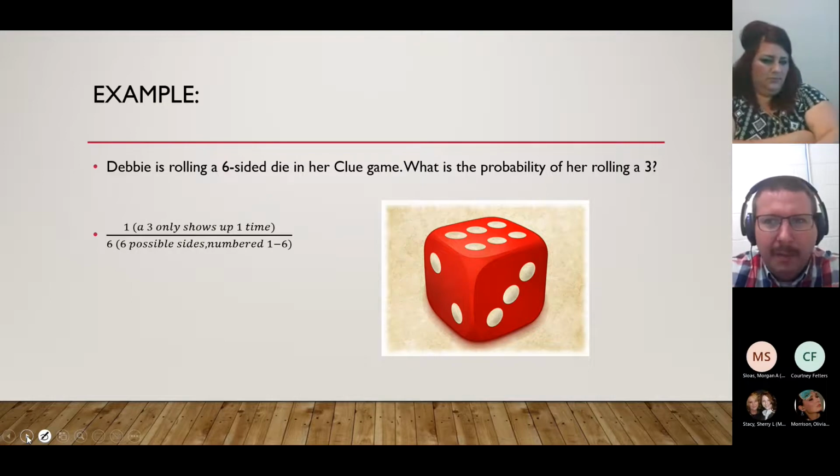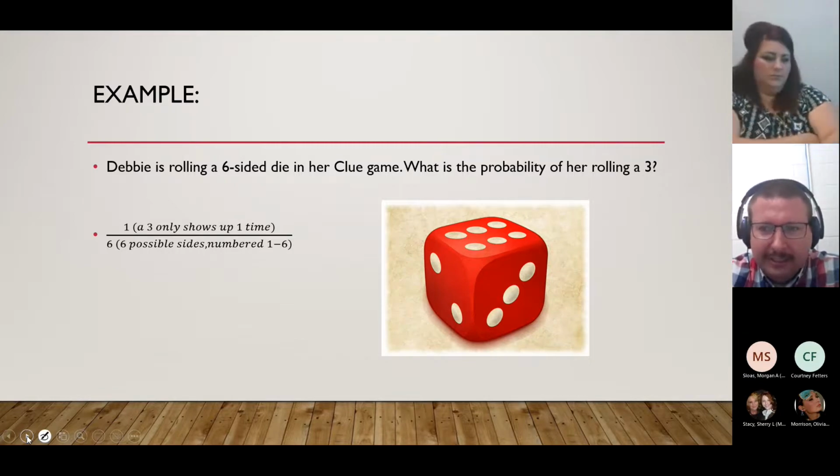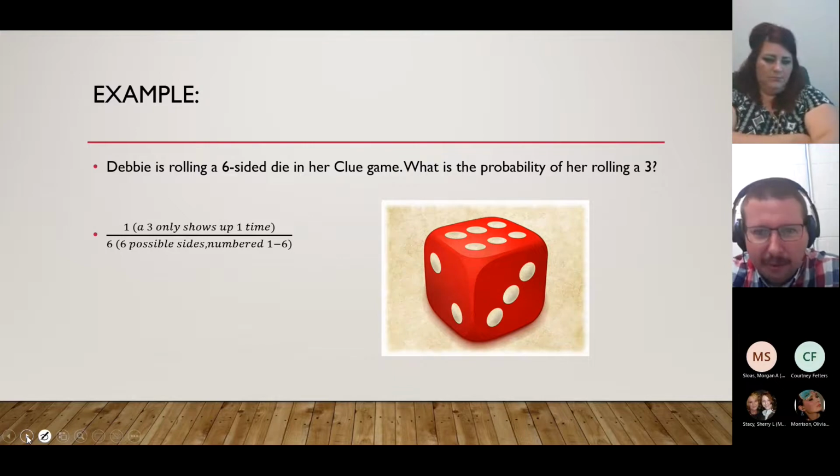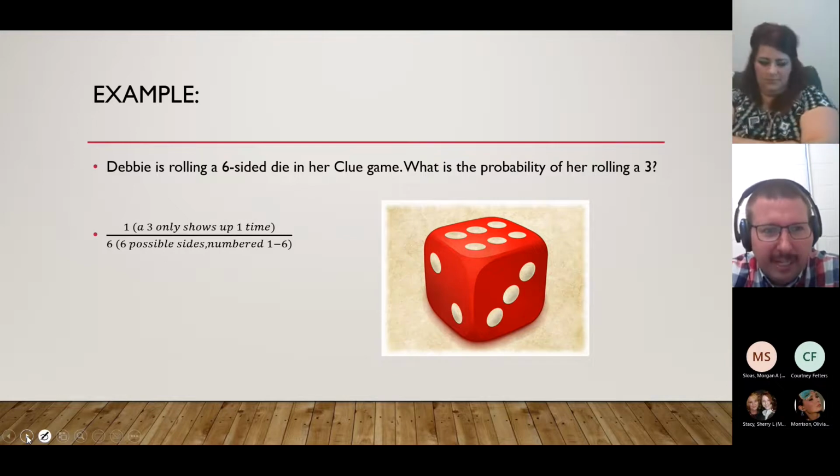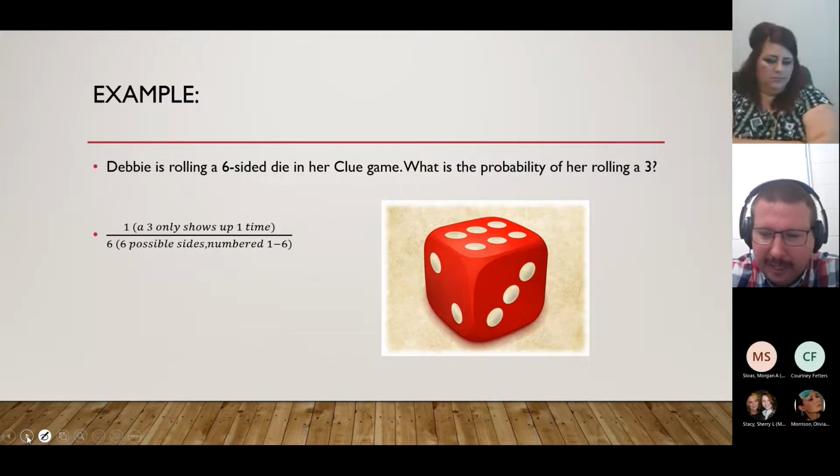First of all, how many 3s do we have on a die? Well, there's only one of them. A 3 only shows up one time. That's the desired outcome. On the bottom, it's all possible outcomes, all possible numbers, if you will. There are 6 possible sides, so that's why we put the 6 in the bottom. A 3 only shows up one time, so you put down the 1 in the top, 6 in the bottom, because there's 6 possible outcomes.